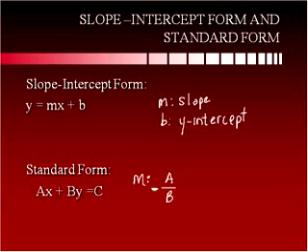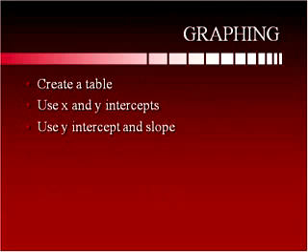And if you need to pause, remember in the lower left-hand corner you can do that. Graphing. When we're graphing, we can do one of three things. We can create a table, which your lesson does focus on, which I'm not going to go over today. You can use x and y intercepts. You can use the y-intercept and slope. I'm going to talk about these two today.